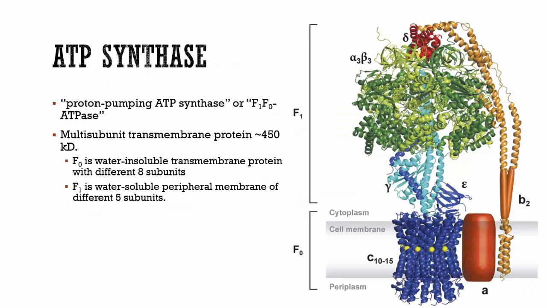The enzyme complex that governs this process is called ATP synthase. It is a multi-subunit transmembrane protein that is around 450 kilodaltons in size. The transmembrane portion of the protein that is lipophilic is called the F0 and consists of 8 subunits. The water-soluble portion of the protein that extends into the matrix cytoplasm is called the F1 region and consists of 5 subunits. A number of biochemists liken the structure of ATP synthase to a lollipop.